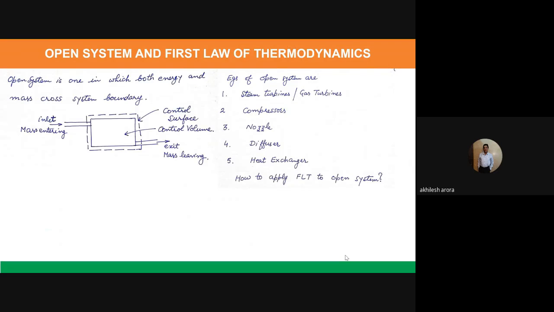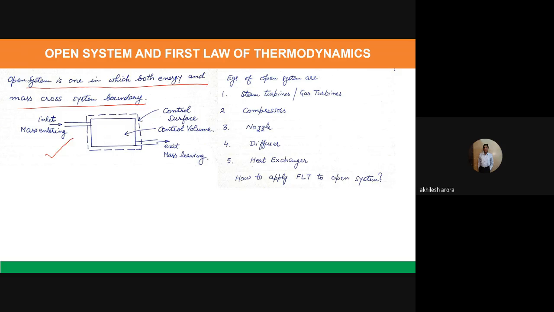So we have discussed the first law of thermodynamics for a closed system in the last class, and today we are going to discuss the open system and the first law of thermodynamics. That means how we are going to apply the first law of thermodynamics to an open system. So first of all, we will discuss what an open system is. An open system is one in which both energy and mass cross the system boundary.